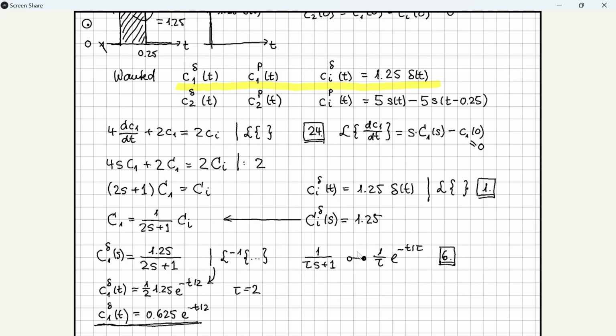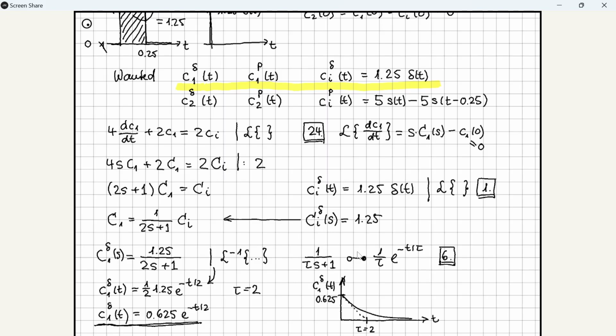So if I do a delta pulse, what do I get? Well, my C1 delta of t will look something like this. I start at 0.625, and I have a time constant of tau equals 2. So tau equals 2 is here. And I have a decreasing exponential function that goes something like this.